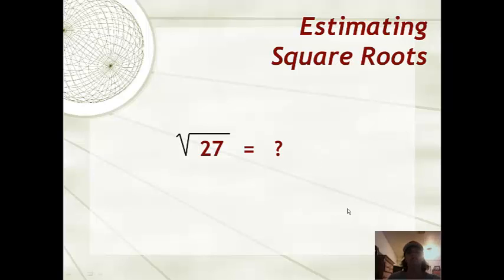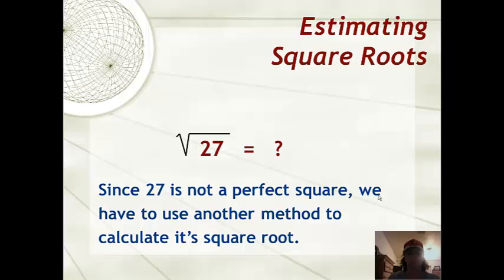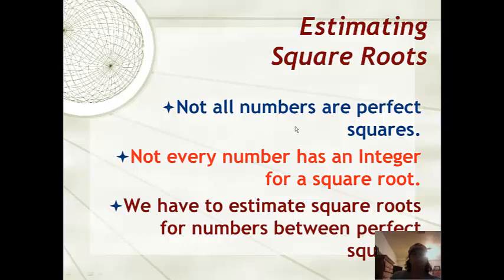What is the square root of 27? Can't find one, can you? That's why we have to estimate. There is not a number multiplied by itself that makes 27. So when you have numbers like this, we need to estimate. Those are what we call irrational numbers. Since 27 is not a perfect square, we have to use another method to calculate its square root. So, not all numbers are perfect squares. Not every number has an integer for a square root.